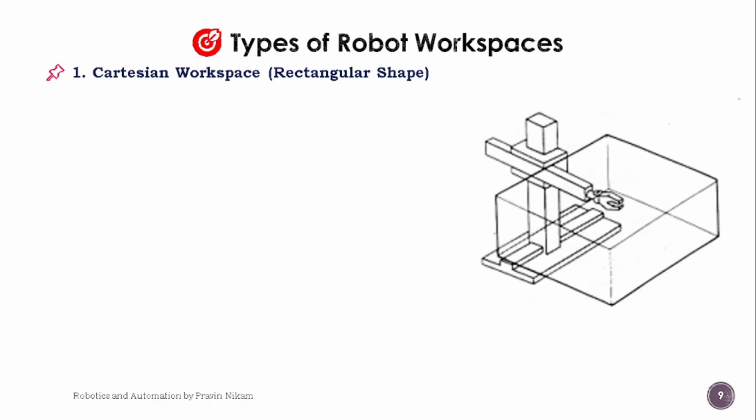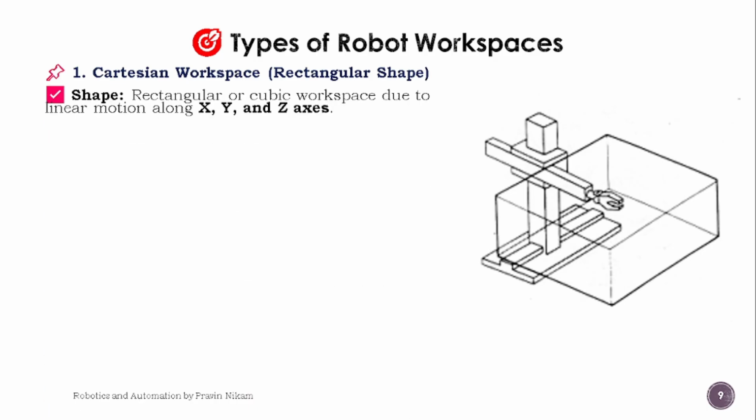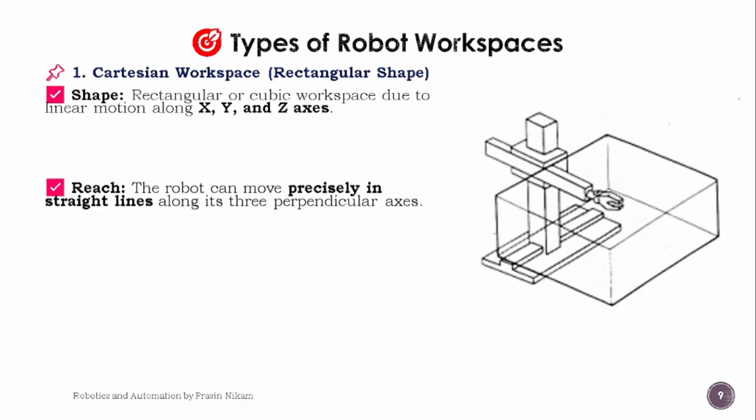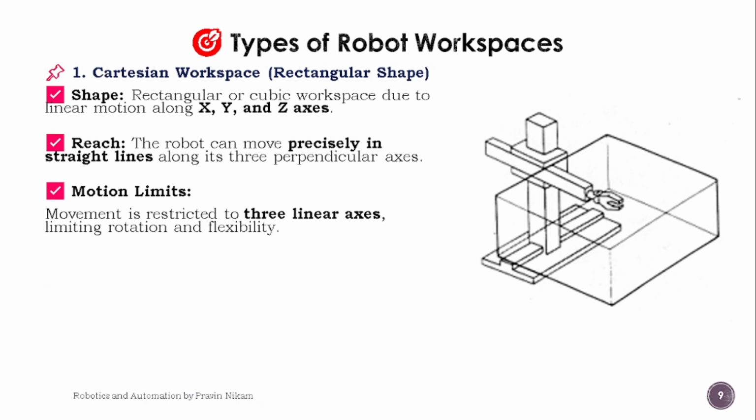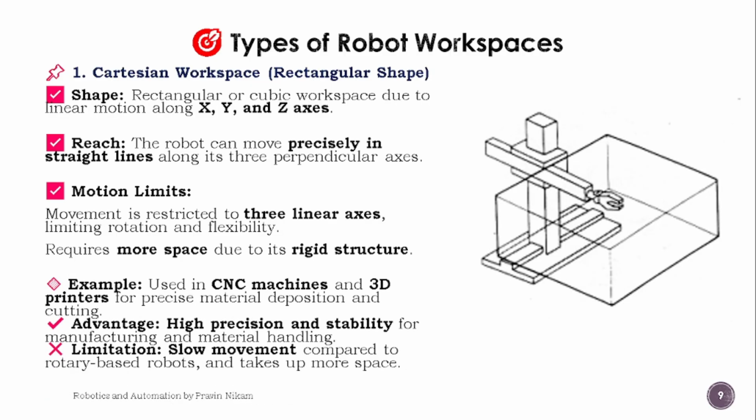This is the first type, Cartesian workspace, that is a rectangular shape. Shape is a rectangular or cubic workspace due to linear motion along the x, y, and z axes. Reach: the robot can move precisely in straight lines along its three perpendicular axes. Motion limits: movement is restricted to three linear axes, limiting rotation and flexibility. Requires more space due to its rigid structure.